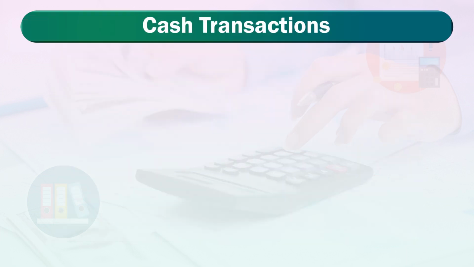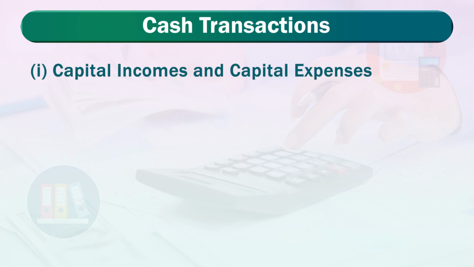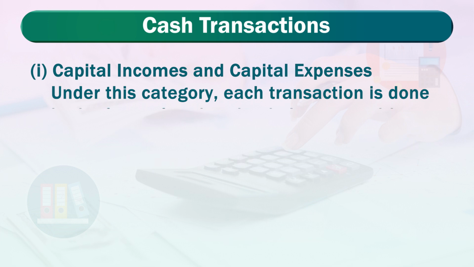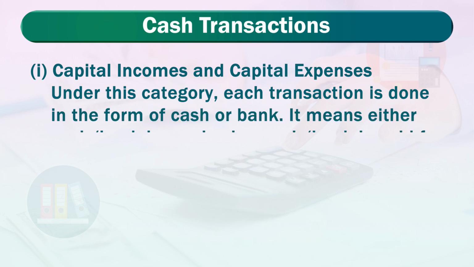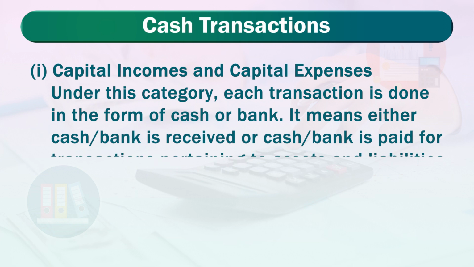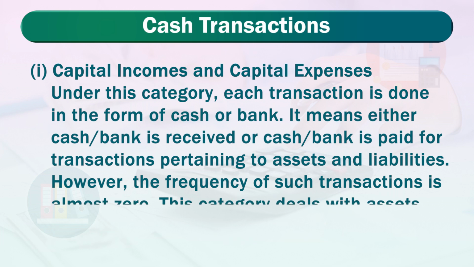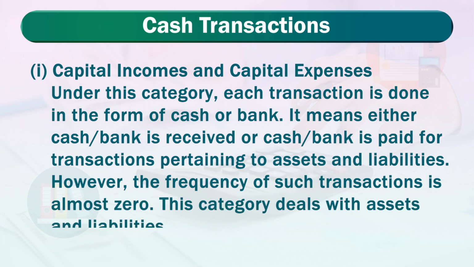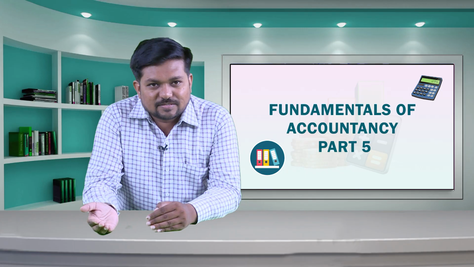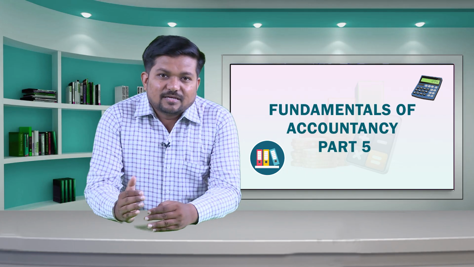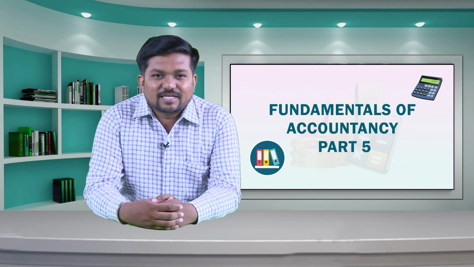Cash transactions: capital income and capital expenses. Under this category, each transaction is done in the form of cash or bank. It means either cash or bank is received or cash or bank is paid for the transactions pertaining to assets and liabilities. However, the frequency of such transactions is almost zero. This category deals with the assets and liabilities. When cash or bank is received from the sale of assets or when funds are raised, it is treated as a capital income transaction in accounting.